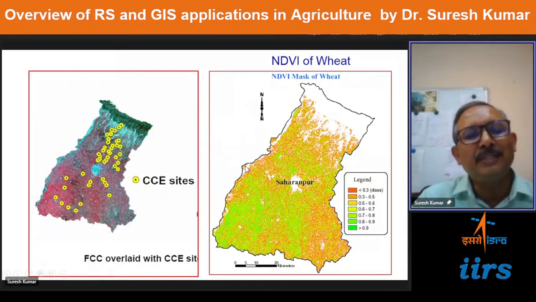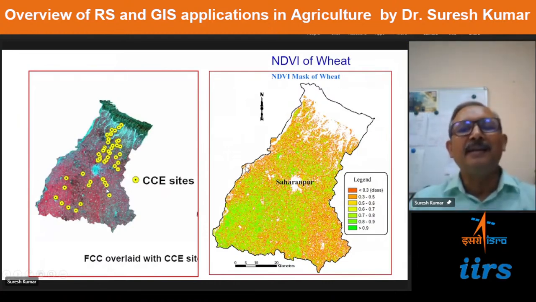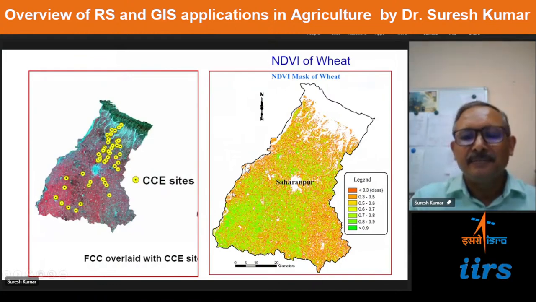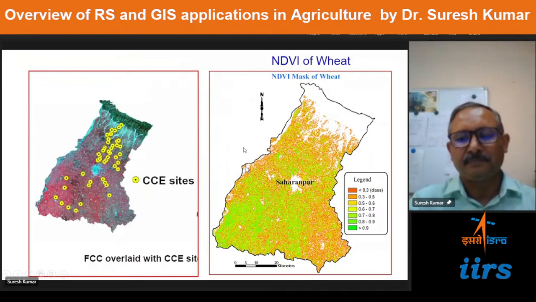How we are doing it, you see this is the crop cutting experiment sites where we did the crop cuttings, and at the same points, this is the NDVI map, and we can make a relationship between NDVI and the crop cutting experiment. From there we can get the biomass and yield, and we can calculate the crop yield.